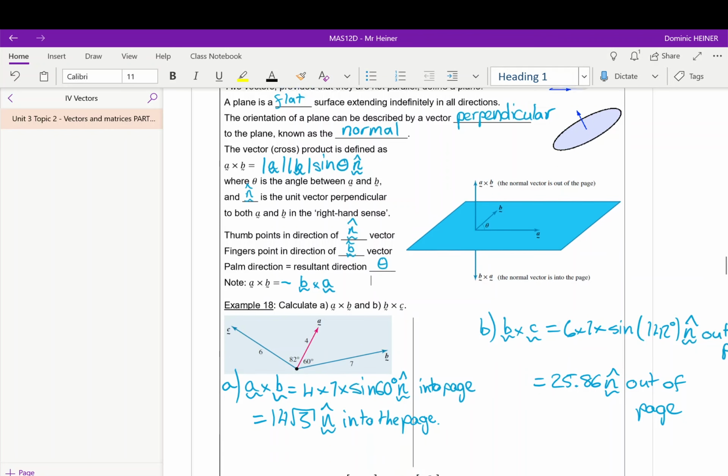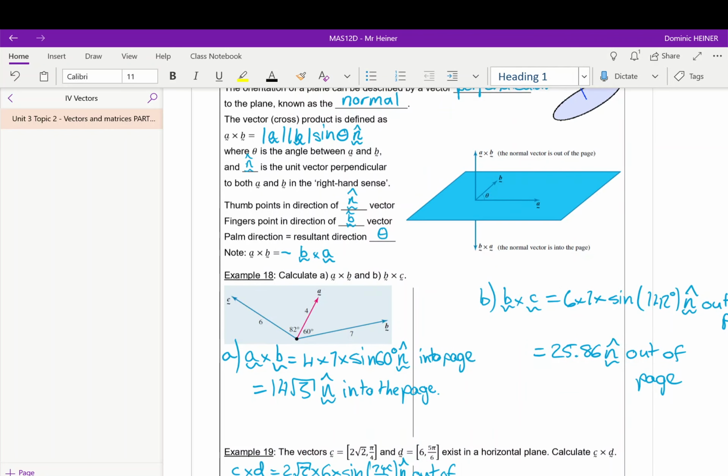So in example 18, we had these three vectors. We were asked to find A cross B and B cross C. So for A cross B, we multiply the magnitudes of 4 and 7 by sine of 60 degrees, the angle between them. And when looking at our right-hand rule, because we're going from A to B, our normal vector n is going into the page.